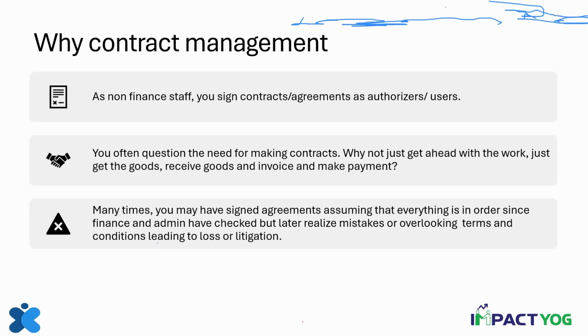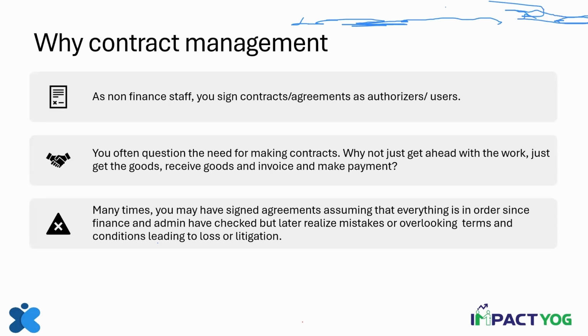So you are signing so many agreements, contracts, POs, because you have that authorization limit. Now you are the program director, so all contracts which are above 5 lakhs have to be signed by you. Are they signed by you? Yes, they are signed by you, because you have the authorization in the authorization matrix, and the authorization matrix is mentioned in the procurement policy.